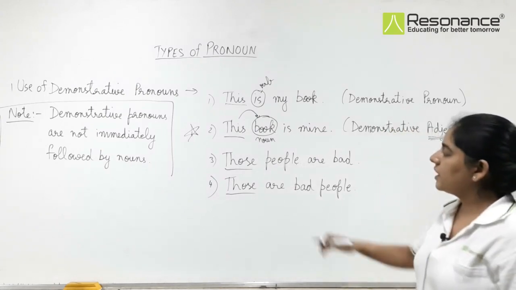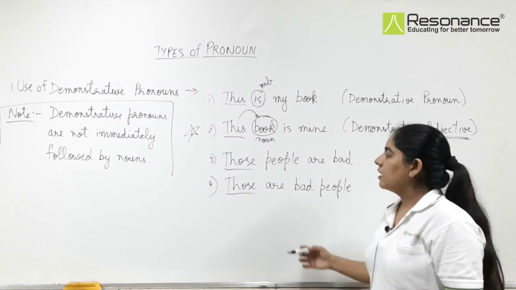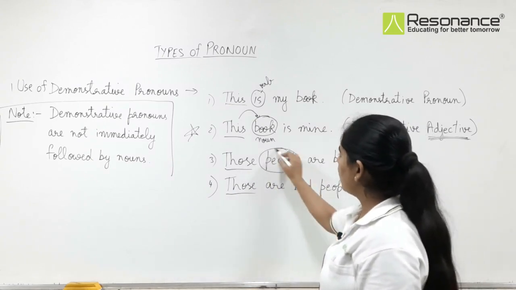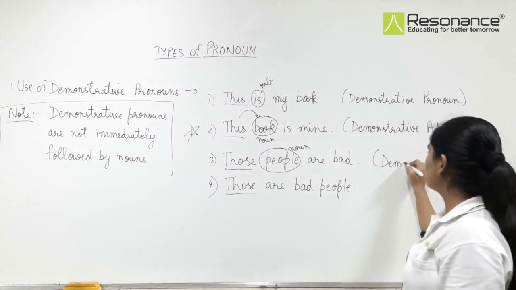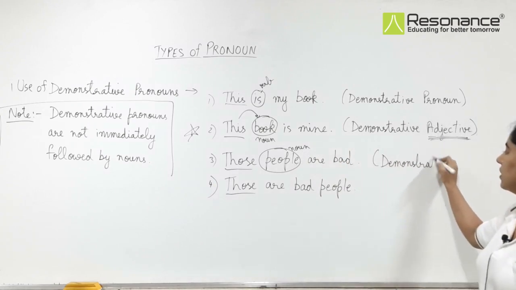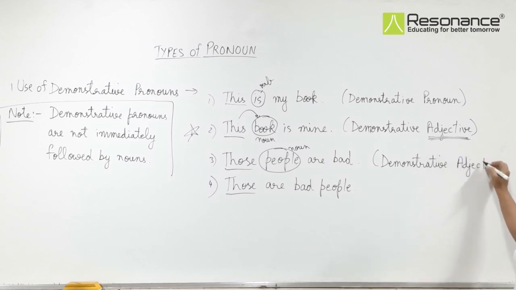Okay, similarly those people are bad. Now here those is the demonstrative word. Okay, but it is immediately followed by a noun. Fine. So here those is what? Here those is demonstrative adjective. It is not a demonstrative pronoun. Fine. This is the difference between demonstrative adjective and demonstrative pronoun.